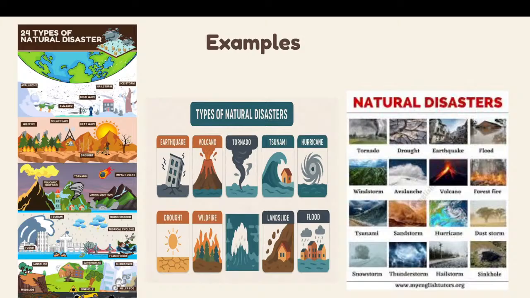So there's a lot of types of natural disasters like hailstorms and different ones, but tropical cyclones are very specific to certain areas, so we don't have to really worry about most of them. So tornadoes, droughts, earthquakes, floods, windstorm, avalanche, volcano, forest fire, which is the same thing as wildfire, tsunami, sandstorm, hurricane, dust storm, snowstorm, thunderstorm, hailstorm, and a sinkhole.